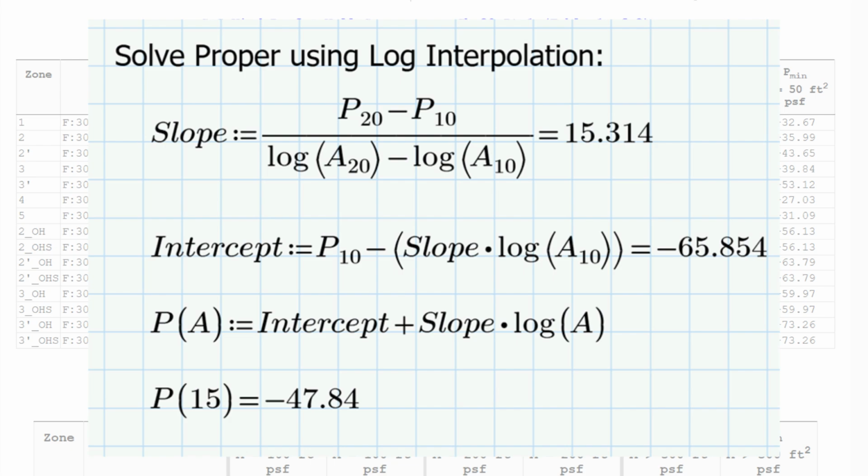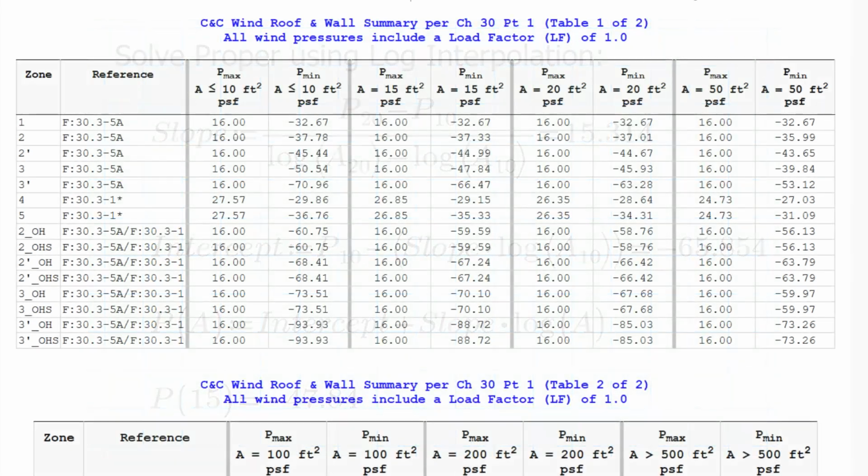The interpolation can be tedious and somewhat defeats the purpose of a simplified table. A more simplified approach is that when an area falls between two columns, use the higher of the two pressures. Although conservative, if the areas are not too far apart, this simplified approach isn't overly conservative.